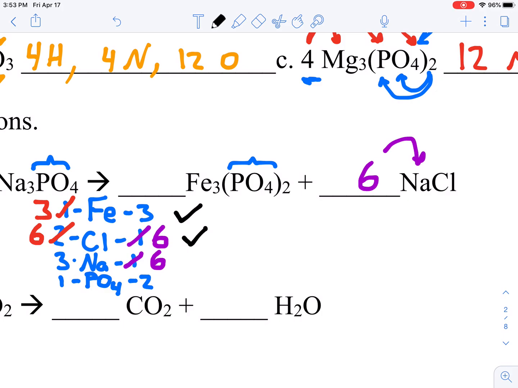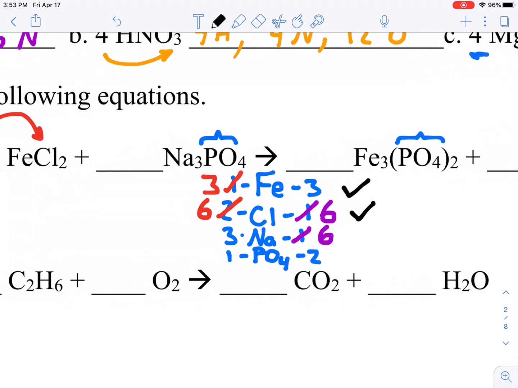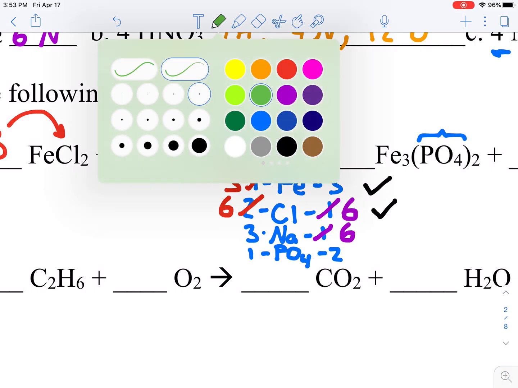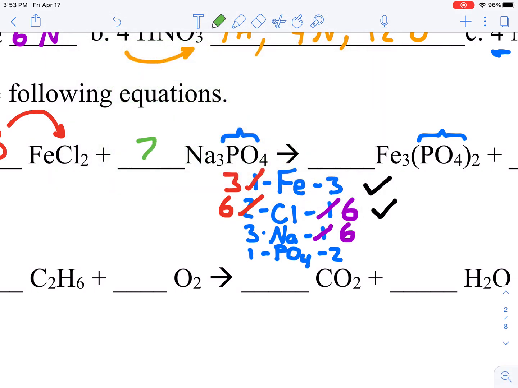Let's deal with that sodium now. I have 6 on the right, I have 3 on the left. So what number can I multiply by 3 to give me 6? Well, I can put a 2 up here. And if I put a 2 up here, I'm going to get my 6 sodiums, but that 2 also applies to the phosphate. So now I don't just have 1 phosphate, I actually have 2.